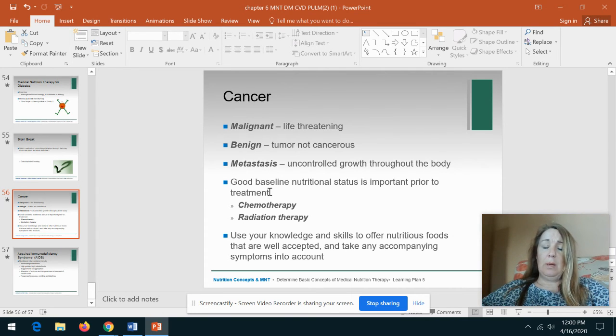You'll see in this point here that good baseline nutrition is so important prior to treatment. But again, this is difficult because oftentimes these folks have been sick for a while before they were diagnosed with cancer. Pages 160 to 162 have a very nice, thorough approach to the treatment of and nutritional recommendations for those that are going through cancer and then the treatments associated with it. So make sure that you look at that for review for your exam.